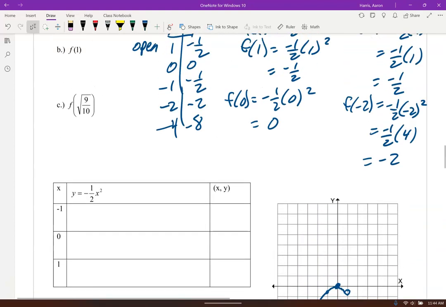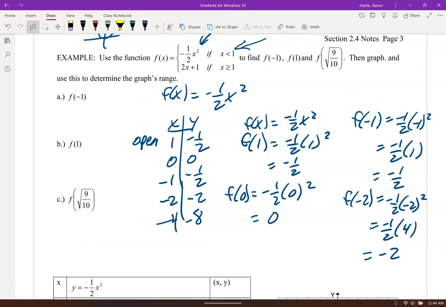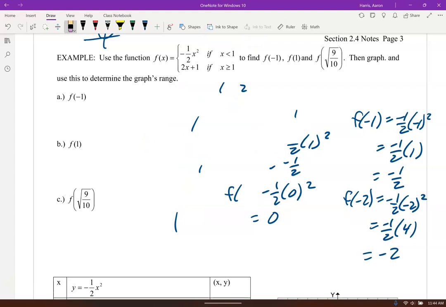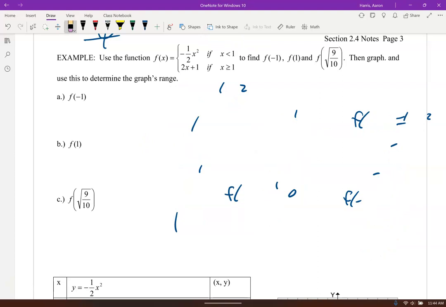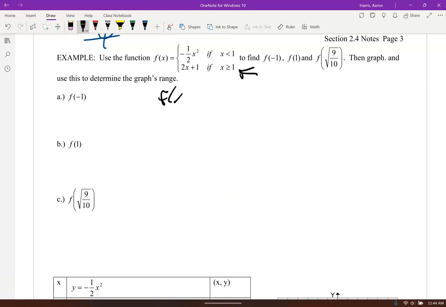Now, let's do the other one. Let me do it in black. Let me erase some of this. I have a little room here. Now I'm picking, so here's the function, 2x plus 1. So this is a line. I'm going to pick x values greater than or equal to 1. I'm including a 1. Pick numbers greater than or equal to. Again, 1 is included on this one.